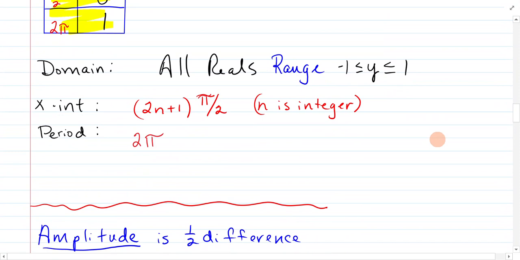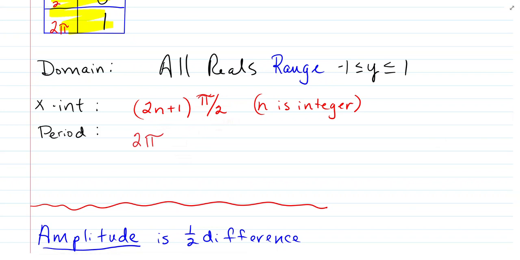The domain is the same, all reals. The range is the same, -1 to 1. The x-intercepts are at pi over 2, and then every 2n plus 1 times pi over 2. When n is 0, you have pi over 2. When n is 1, you've got 3 pi over 2. N is 2, and so you could go on and find all the x-intercepts, and the period is still 2 pi.